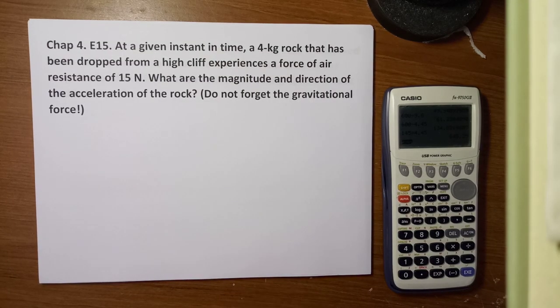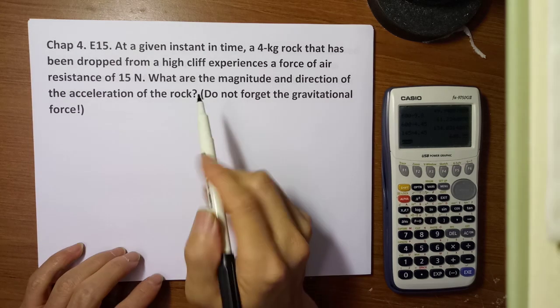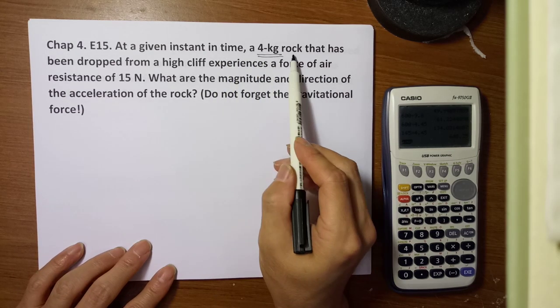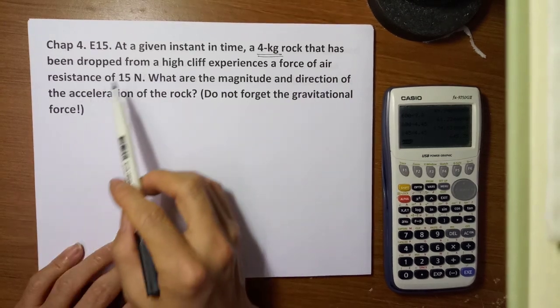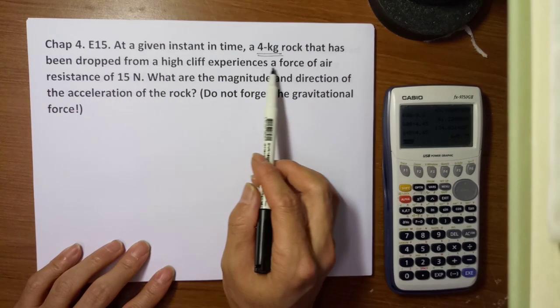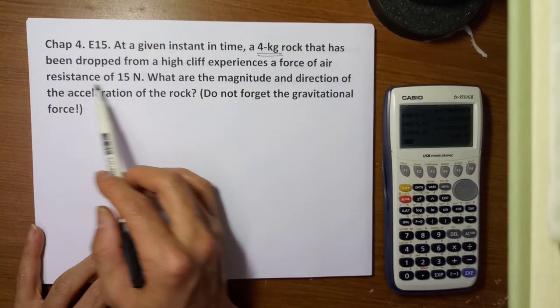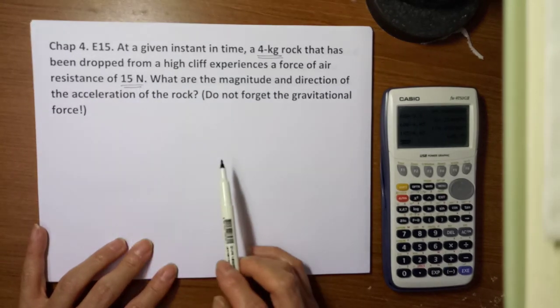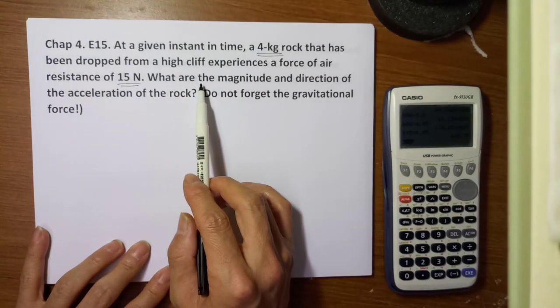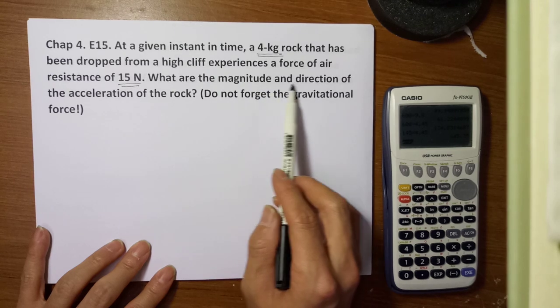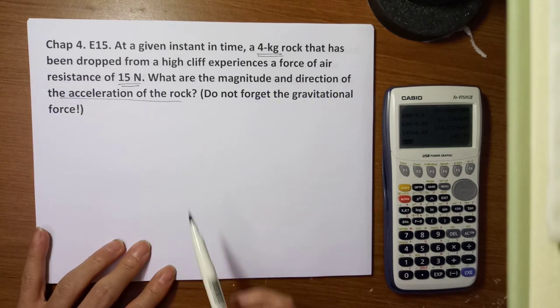Okay, the next question. At a given instant in time, a 4 kilogram rock that has been dropped from the high cliff experience a force of air resistance of 15 Newton. And what are the magnitude and the direction of acceleration of the rock?